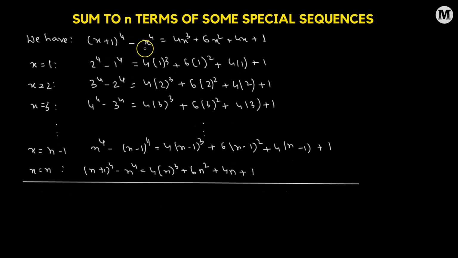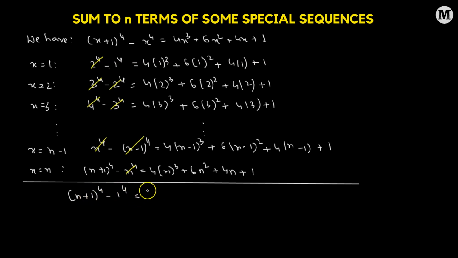So on the left hand side we have 2 raised to the power of 4 and negative 2 raised to the power of 4 cancelling out, 3 raised to the power of 4, 4 raised to the power of 4, n raised to the power of 4, negative n minus 1 raised to the power of 4, all of them get cancelled out. That leaves us with n plus 1 raised to the power of 4 minus 1 raised to the power of 4 on the left hand side.